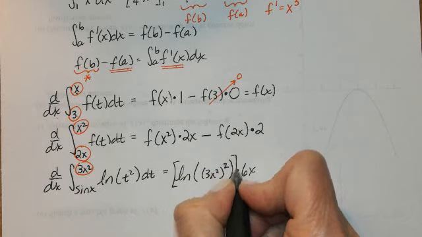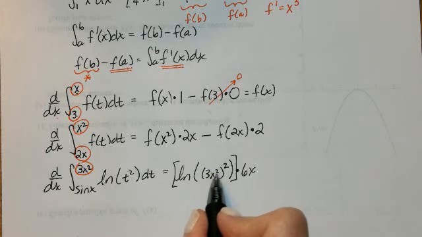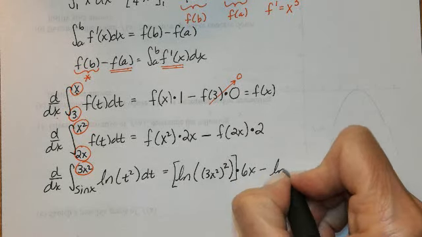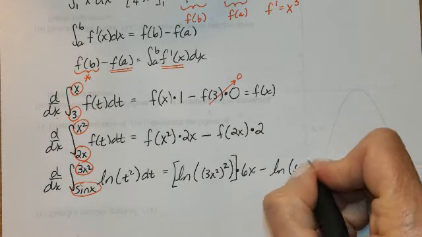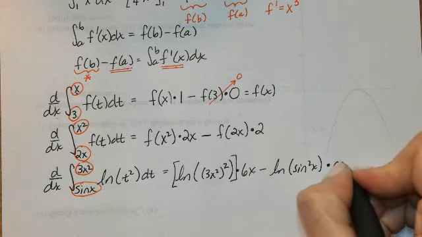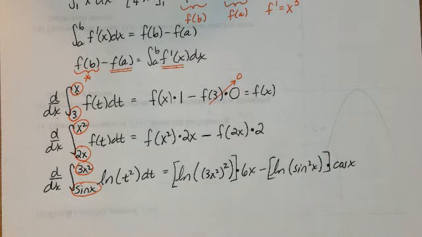Now, no ambiguity. Let's put that natural log in brackets so that it does not look like the 6x is part of this argument. Minus natural log of, replace the t with the sine x. So we'll have sine x all squared, which is sine squared x, times the derivative of sine, which is cosine. And again, no ambiguity, put that natural log in brackets. So that's just a really brief review of the two forms of the fundamental theorem of calculus.